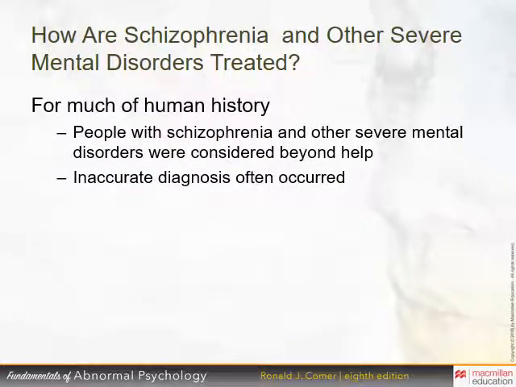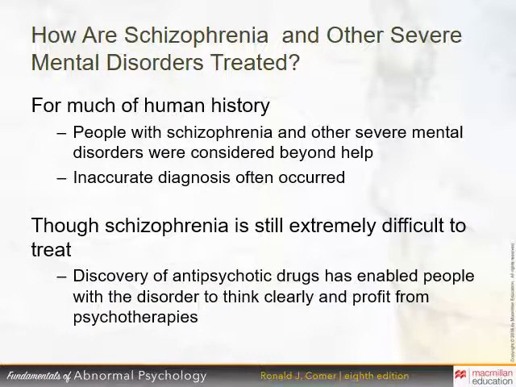So for much of human history, people with schizophrenia and other severe mental disorders were considered beyond help, and that's not entirely different now, but we do have some other methods. So an accurate diagnosis often occurred previously, and may still happen now in some cases. Though schizophrenia is still extremely difficult to treat, the discovery of antipsychotic drugs has enabled people with the disorder to think clearly and profit from psychotherapies.